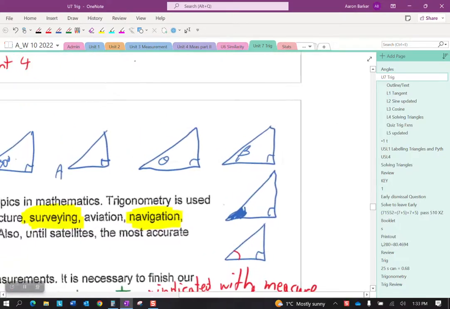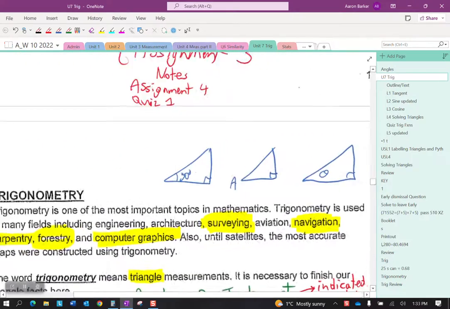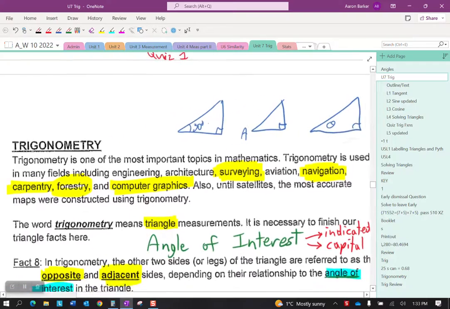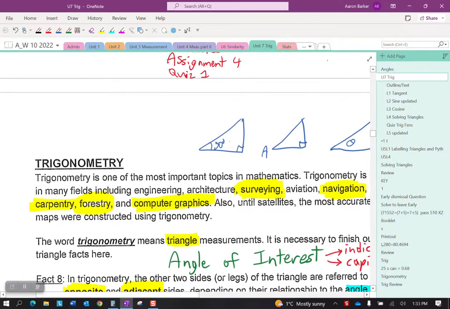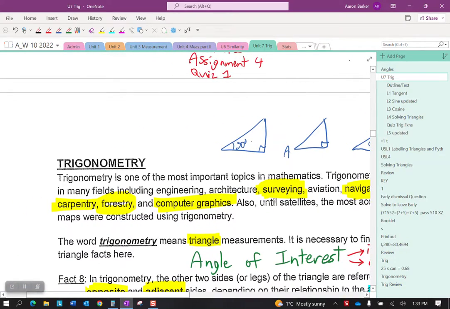So, trigonometry, you use a whole bunch of different things. Today, what we're going to focus on is your angle of interest. Anytime we do trigonometry, we have to indicate an angle of interest. We can indicate it in many different ways. Write down angle of interest. Write that down.